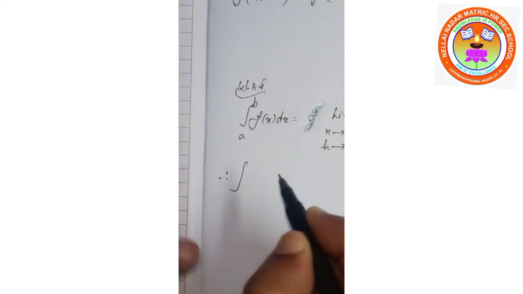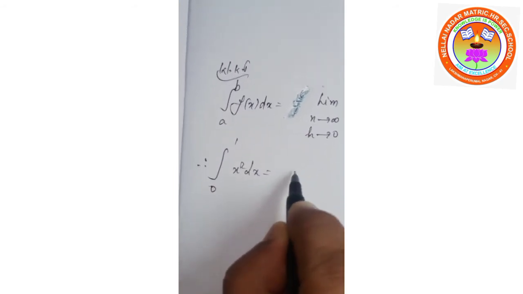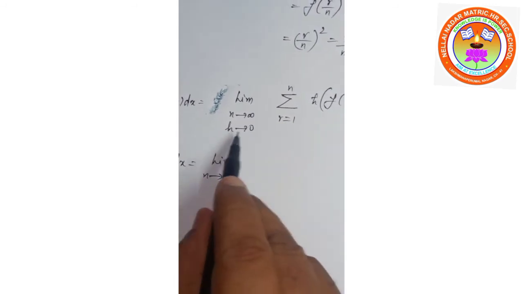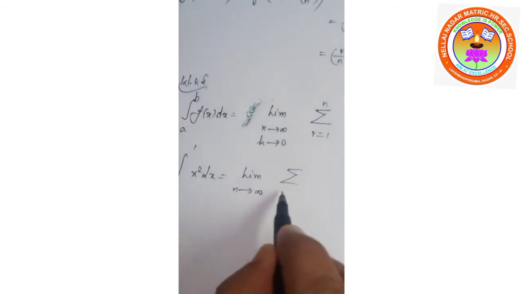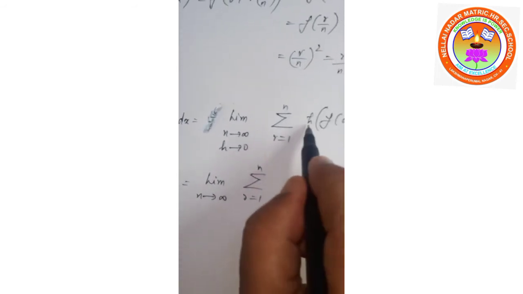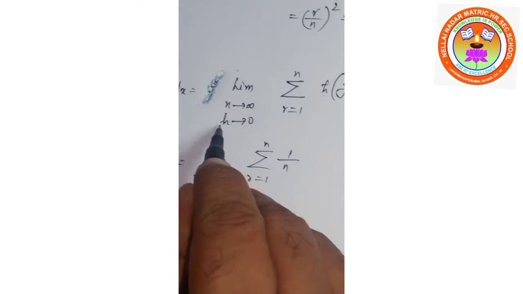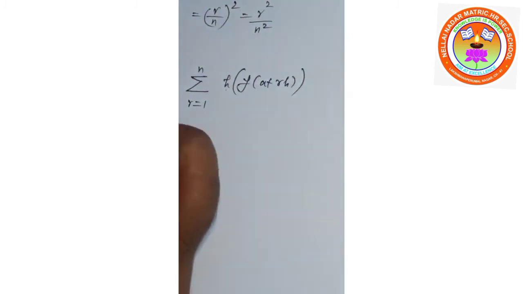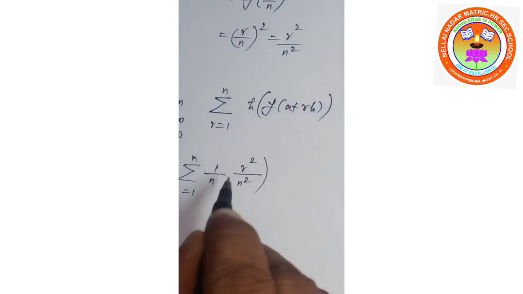Therefore, write the question. Integral 0 to 1 x square dx equals limit. You just write n only, n tends to infinity. No need to write h. Straight away, sigma r equals 1 to n. h can be replaced by, what is the value of h? 1 by n. Since h is in terms of n, you need not write h tends to 0 in the second line. Remember, f of (a plus rh) here, what is the value? r squared by n squared.